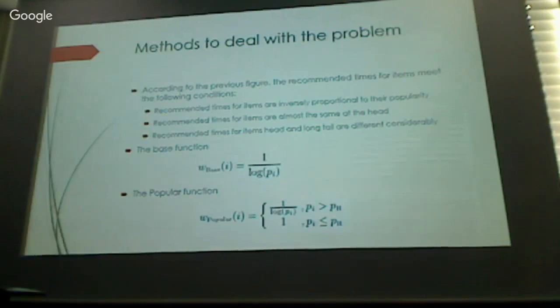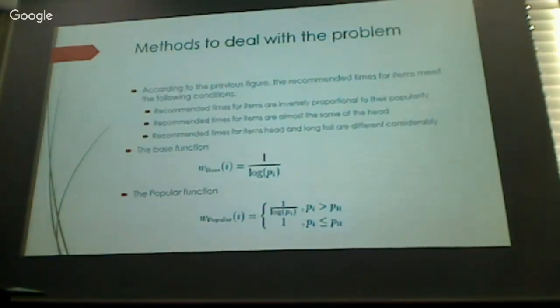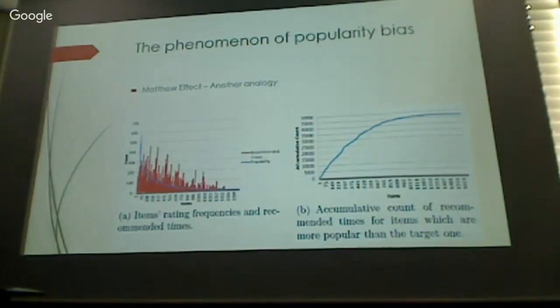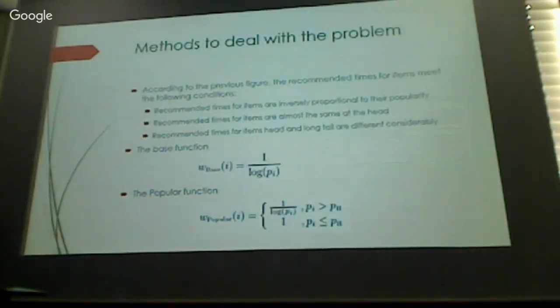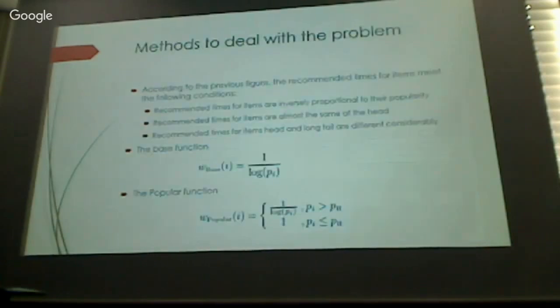We go to the next one. So they propose two new methods to deal with the problem. If we go back to figure 1B, we can say that recommended times for items are inversely proportional to their popularity, so the more popular the item is, the more recommended times there are. And recommended times for items are almost the same at the head, as you can see in figure B. And recommended times for items in the head and the long tail are different considerably.